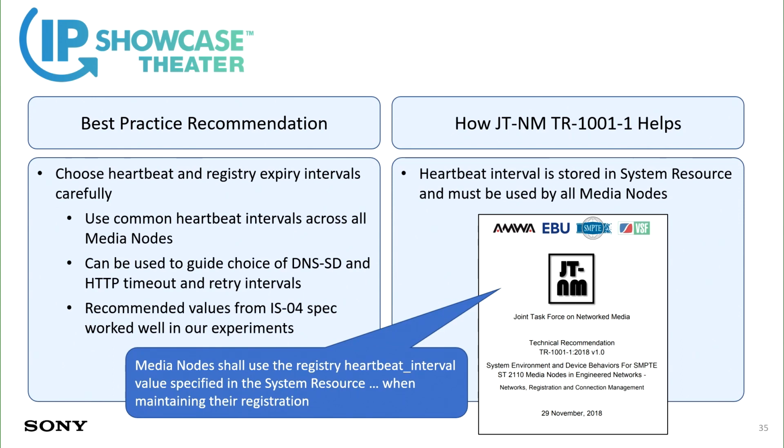On to the big ones now. So the TR 1001-1 actually has a system resource that you might have heard Brad talk about earlier. And this gives some system-wide information, such as PTP information, but it also distributes the heartbeat interval. So when nodes connect to the network, they can find the system resource, and they can get a common heartbeat interval to use. And using a common heartbeat interval across all the media nodes is important. For one thing, they have to be aligned with the registry expiry interval on the registry.